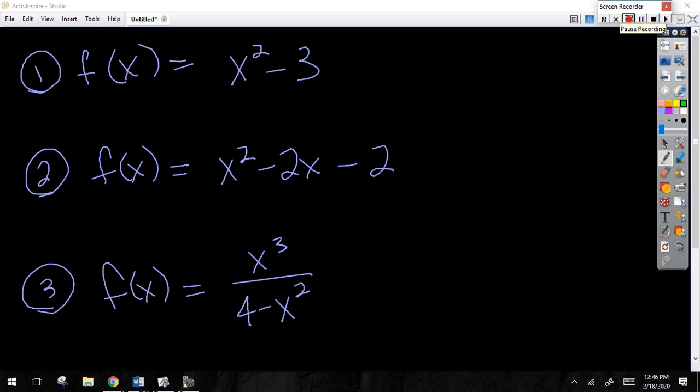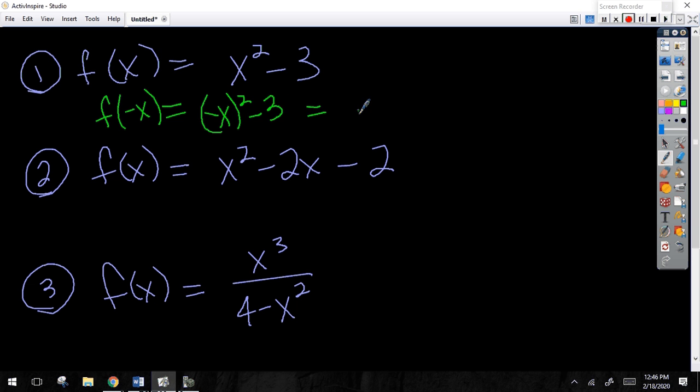Look at the first one. I hope you plugged in negative x. When you did, what happened? What does that tell you? It looks exactly the same as I started. It tells me that that is even. Good job. All right, how about the second one?